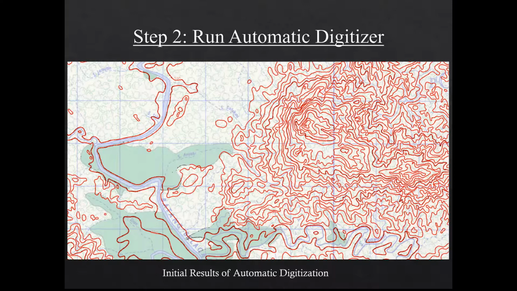The second step of automatic digitizing is to run the automatic digitizing algorithm. The red lines now shown on the map are the actual digitized vector lines. We cannot see the original raster representations of the contour lines, as they are underneath the digitized lines. This means that the automatic digitizing algorithm did a good job of tracing the contour lines.